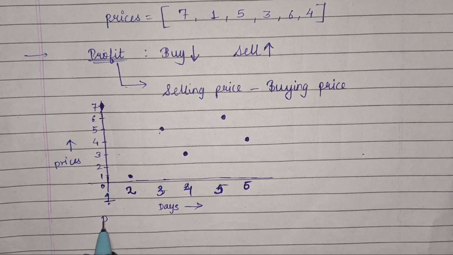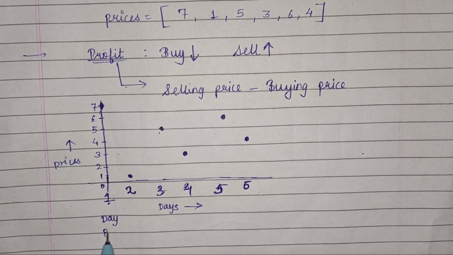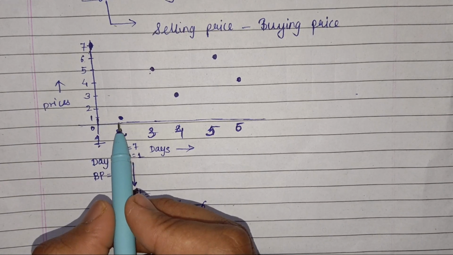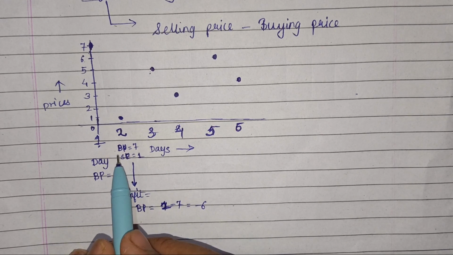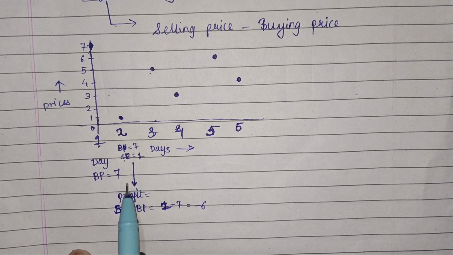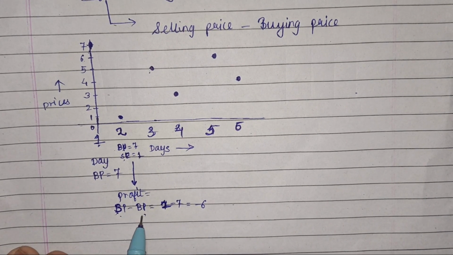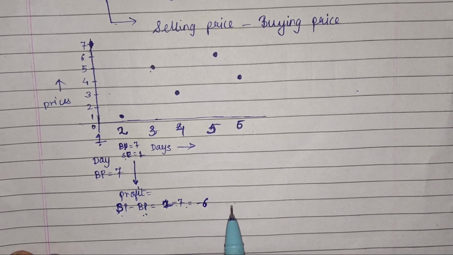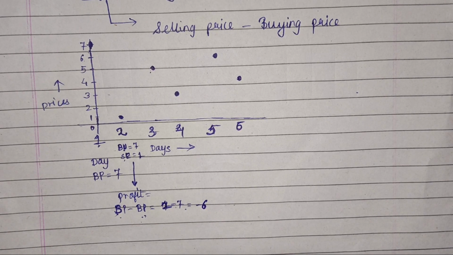So on day first we have the buying price only, 7. If we sell the stock on the second day, the buying price is 7 and the selling price is 1. So the profit will be selling price minus buying price, that will be 1 minus 7, so the profit will be minus 6. So we will not get a profit if we sell the stock on the second day.